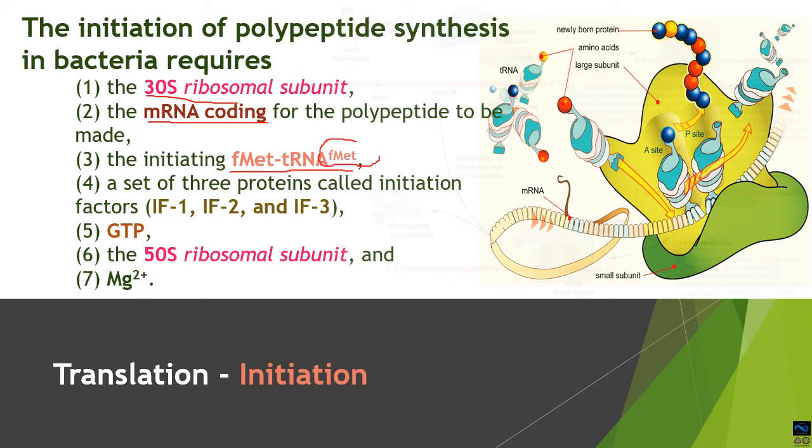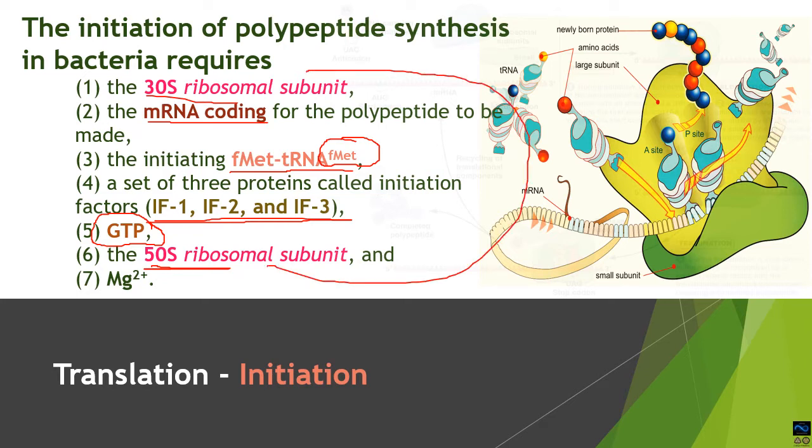fMet, which is charged with the formyl methionine residue, and then specifically certain initiation factors, which are initiation factors 1, 2 and 3, and an energy which is given by the GTP moiety, then the 50S ribosomal subunit so as to make a full functional ribosome together with the 30S, and for the stabilization, magnesium ions. So this whole assembly in the initiator is formed in a stepwise manner so that the initiation process will begin and the synthesis of the polypeptide will start.